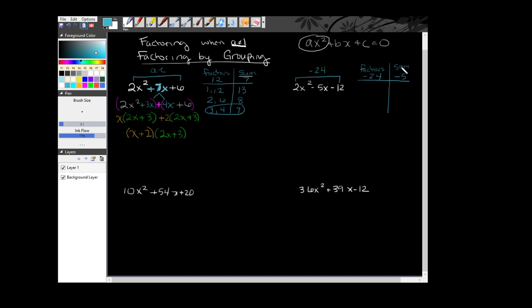Now, an idea with sums here is that when you have that, I know that I'm going to have a positive and a negative factor, and I know that my negative value has to be bigger for this to be a negative 5. So when I list off my factors, my bigger value between each factor pair will be the negative one, so that I get the proper signs here. So I have 1 and negative 24, 2 and negative 12, 3 and negative 8, 4 and negative 6.